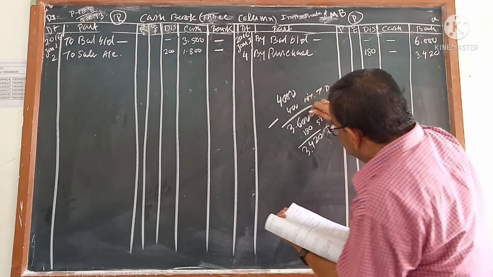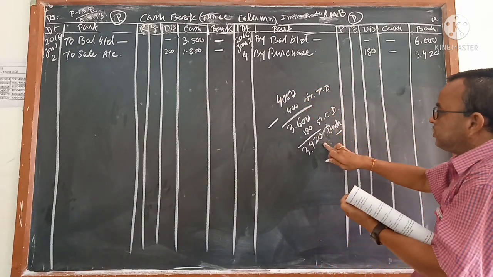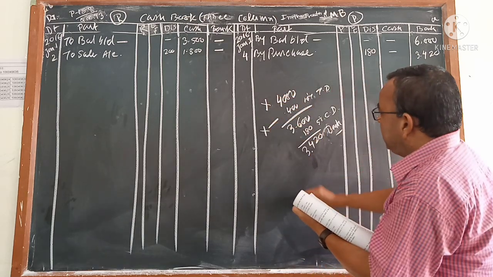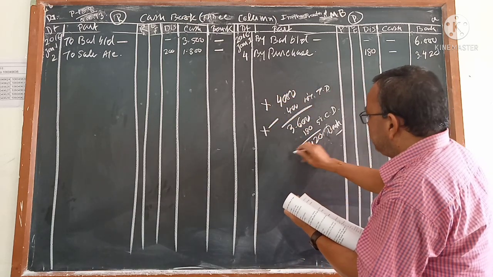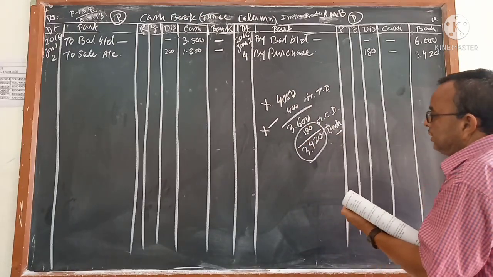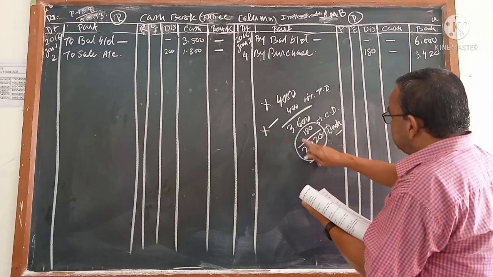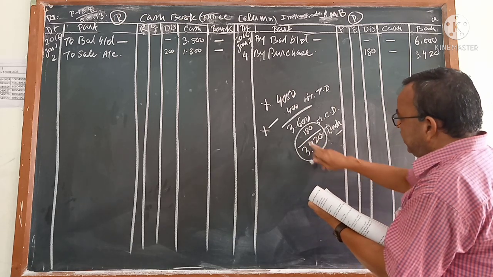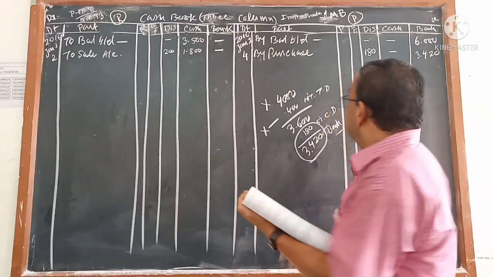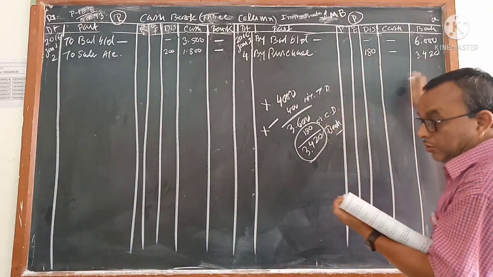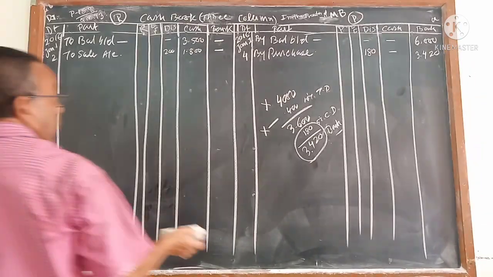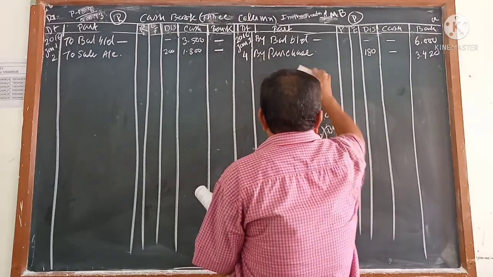Out of that, 5 amounts are there. Out of that, this will not come anywhere, this will not come anywhere. And these 3600 will come. So this is bank you have given, and this is discount you got. Out of that 4000, only 3420 you have given by check, and you have received the discount of 180.